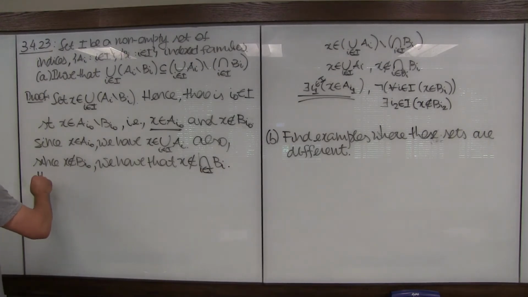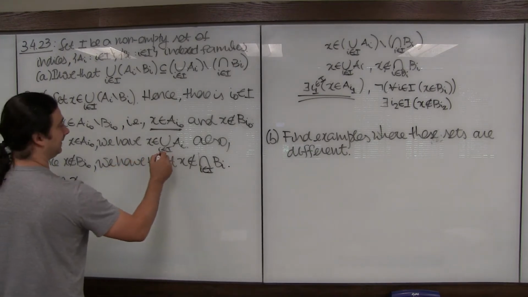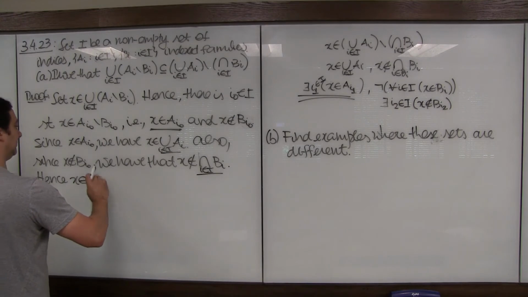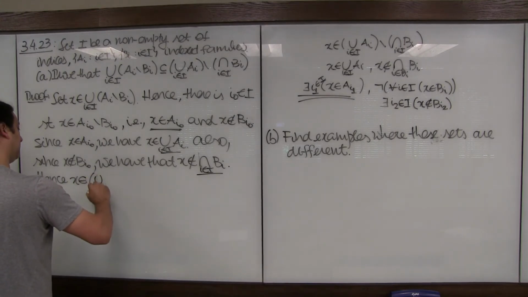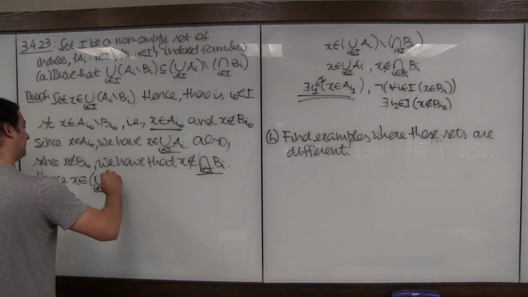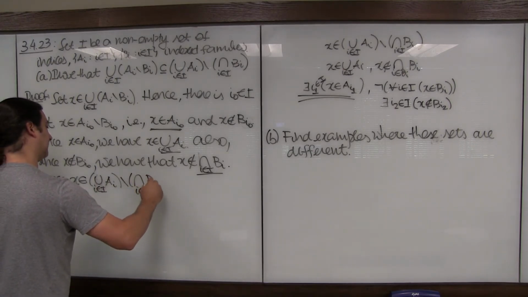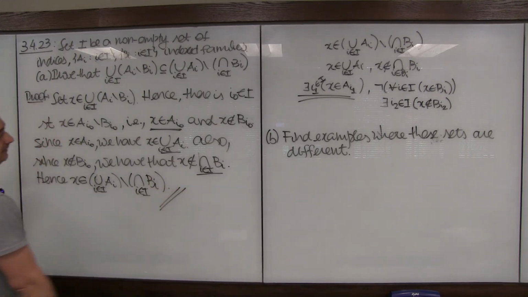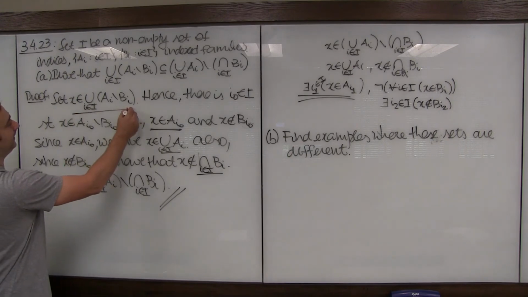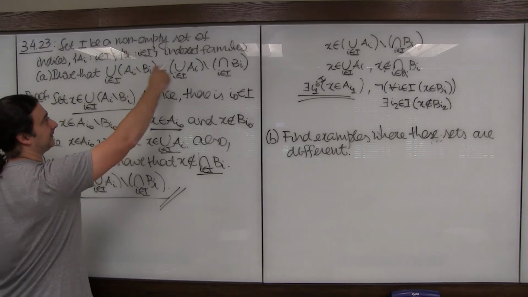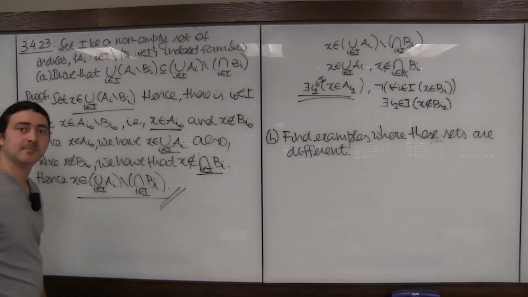So hence, x belongs to the first, does not belong to the second, so it belongs to the difference. So it belongs to the union of the A_i's and is not in the intersection of the B_i's. And I'm done. I took an arbitrary element of the first set and showed that it is in the second set. So I proved the containment of the first in the second.